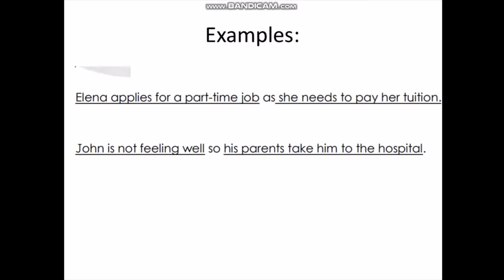So, examples. Elena applies for a part-time job as she needs to pay her tuition. Based on this sentence, what is the problem? Good job. The problem is that she needs to pay her tuition. So, the solution would be Elena applies for a part-time job. Next one. John is not feeling well, so his parents take him to the hospital. Based on this, the problem is that John is not feeling well. So, the solution would be his parents take him to the hospital.